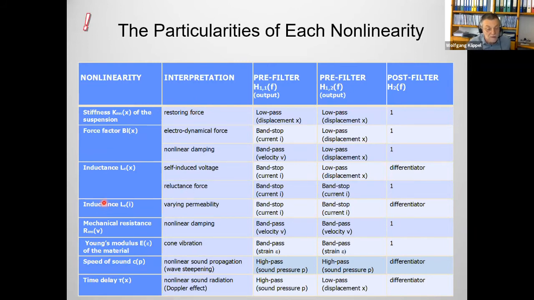Let's go to the inductance L from X, we are multiplying here. We have actually two effects. One is the self-induced voltage. We are multiplying current with displacement. We have a low-pass filter for the displacement, a bandstop filter for the current, and we need a differentiator as the post filter. That's more or less the case for the inductance L from X. And everything is different here.